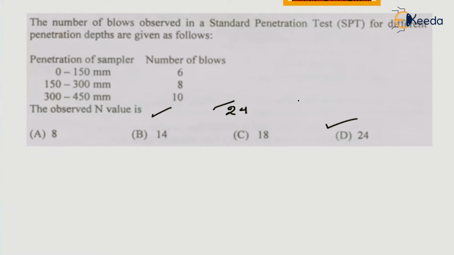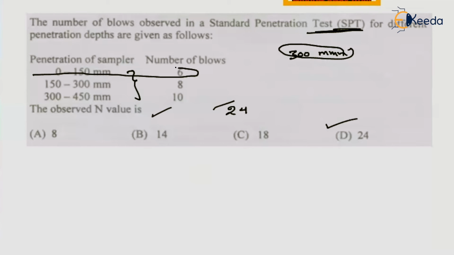No. So first we have to recall what is the value of the standard penetration test. That is nothing but the blows required for a penetration of 300. But if you see in the given question, how many penetrations are given? 450 total. So if you recall the theory part, you have to consider the penetration of 300 after neglecting the first 150 penetration. So always you have to neglect the number of blows required for the first 150 penetration.